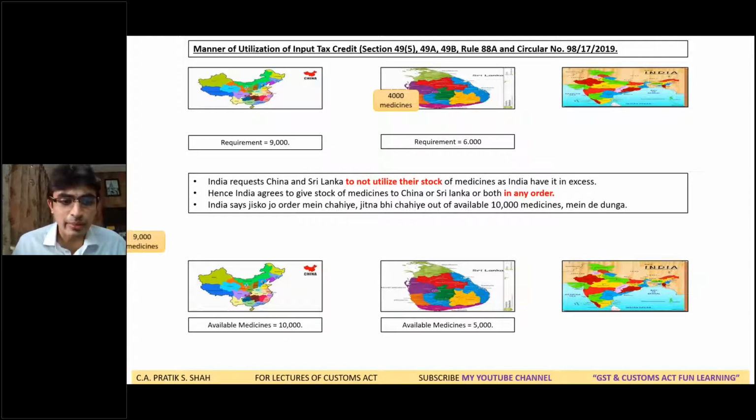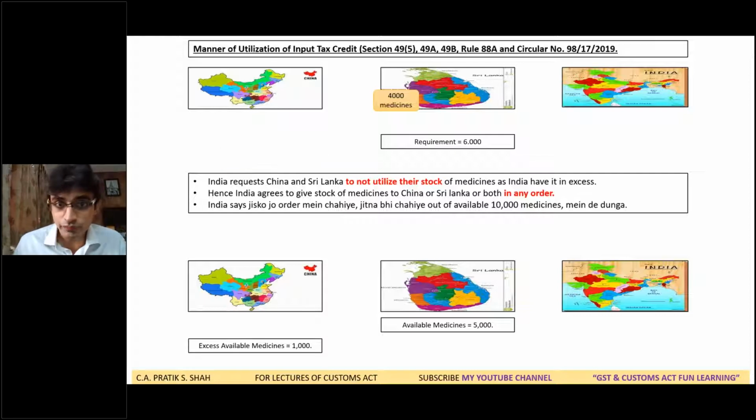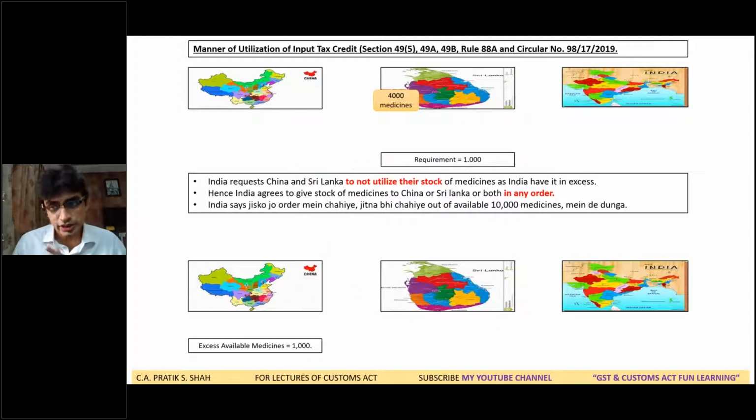It meets its requirement. Still it has surplus. And Sri Lanka has a requirement of 6,000, available only 5,000. Let us meet, still it has shortage. If you see carefully, China has excess and Sri Lanka has shortage. They can give to each other, right?